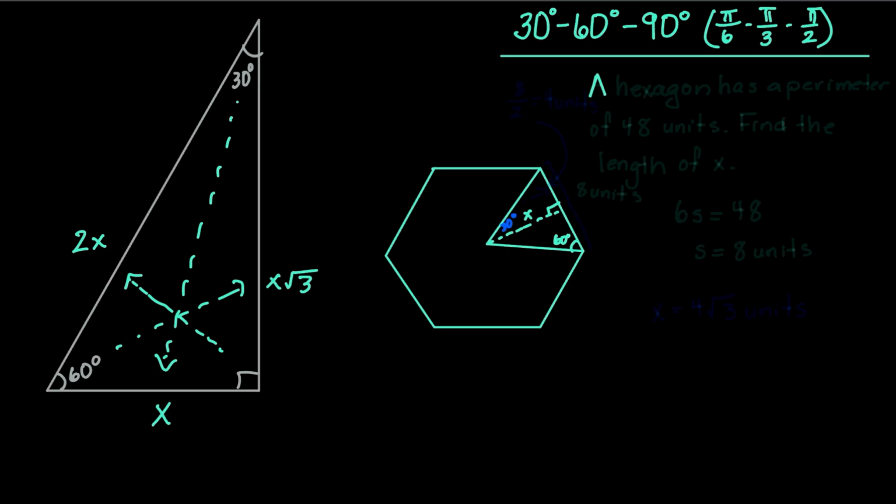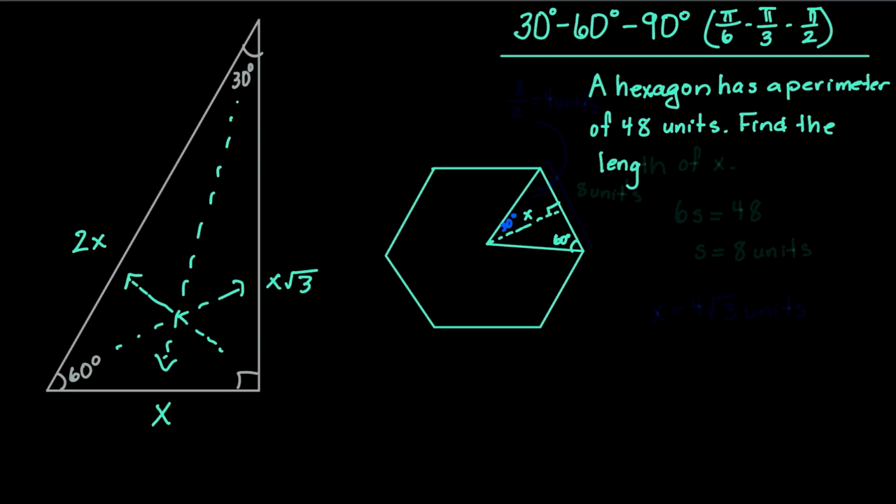A hexagon has a perimeter of 48 units. Find the length of x.